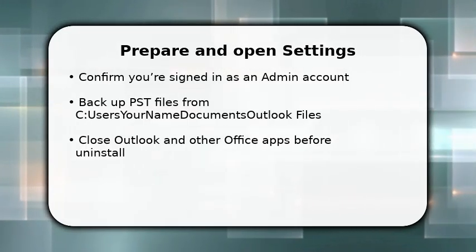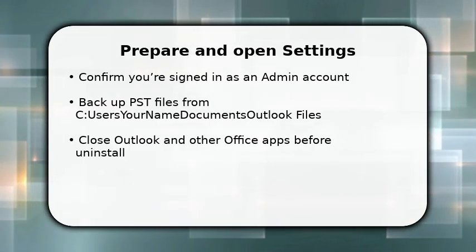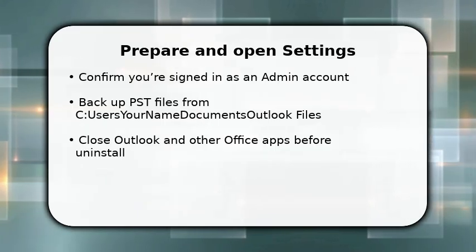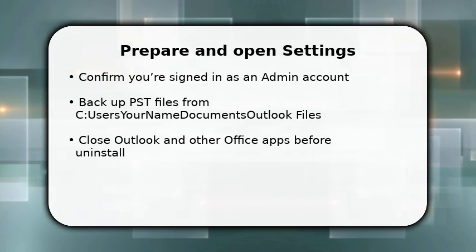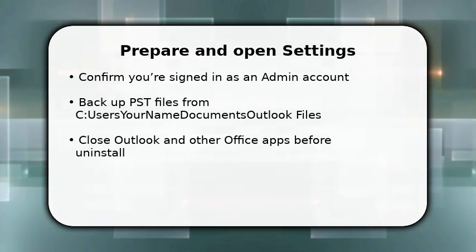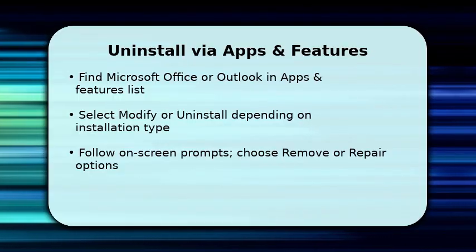Open the Start menu, type Settings and press Enter, then navigate to Apps and Features. This is where you'll begin removing Microsoft Outlook from Windows 10. You'll scroll through the Apps and Features list until you find Microsoft Office, or specifically Outlook if installed standalone. Select it, then click Uninstall. Sometimes you'll see Modify. Use that to remove just Outlook.